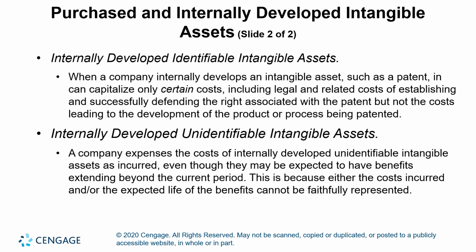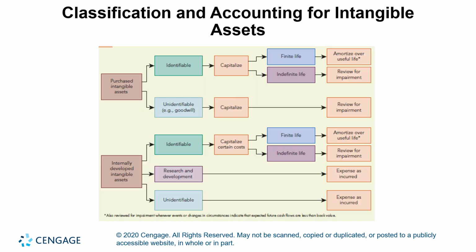Internally developed identifiable: when a company internally develops an intangible asset, such as a patent, you can only capitalize certain costs, including legal and related costs of establishing and successfully defending your right to the patent, but not the costs leading to the development of the process. Internally developed unidentifiable: a company expenses costs of internally developed unidentifiable intangible assets incurred, even though they may be expected to have future benefit far beyond the current period. This is because either the cost incurred or expected life cannot be faithfully represented.